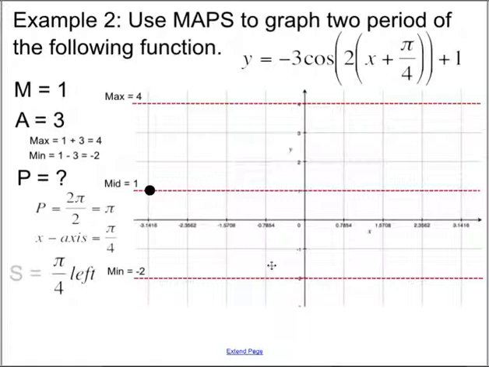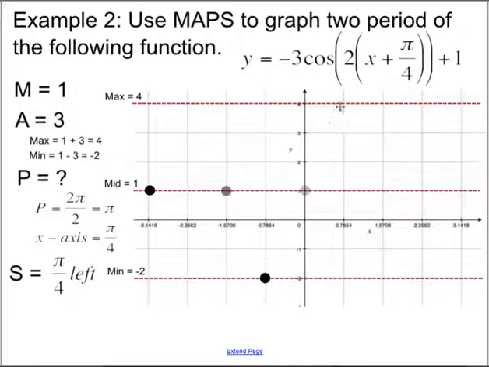And my starting point then, because this is a cosine, I have to look at whether it's positive or negative. And because the sign in front of the 3 is negative, that means I start on the minimum. So my minimum is at -2, and then I have to remember I have a shift of pi over 4 to the left. So my starting point is just going to be at -pi over 4, -2. And then there's no place to go from there except up to the middle. So I have to go to the middle in both directions.